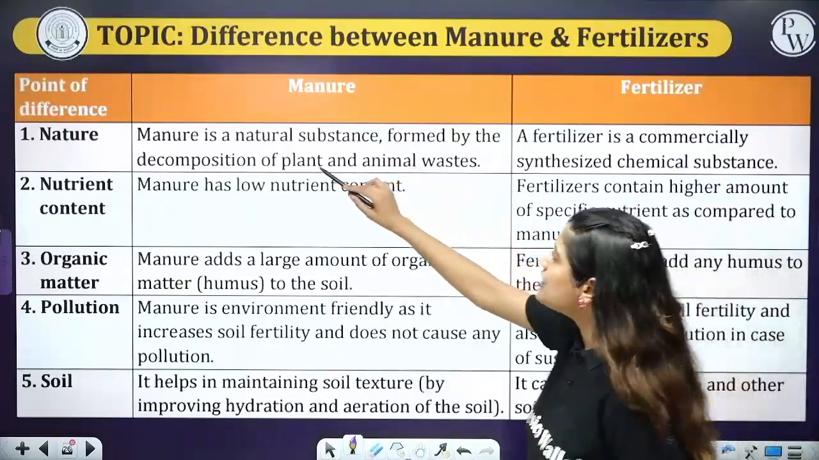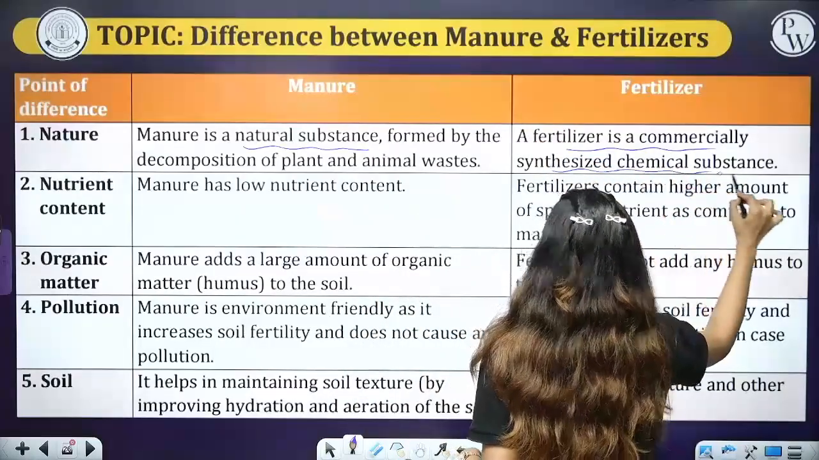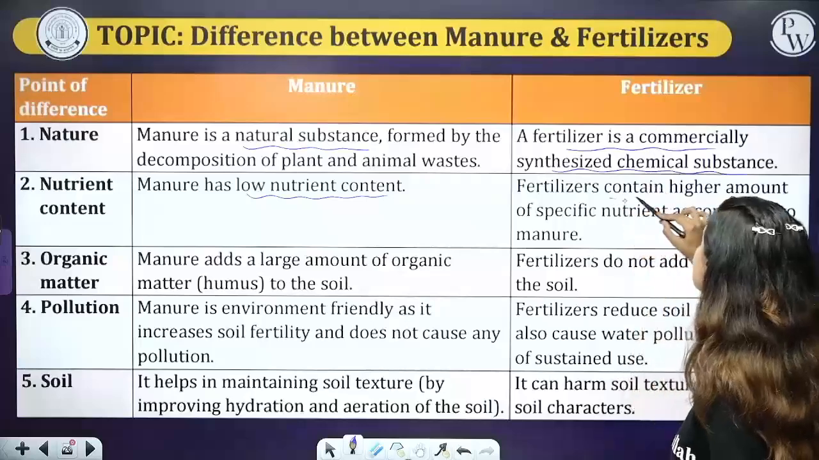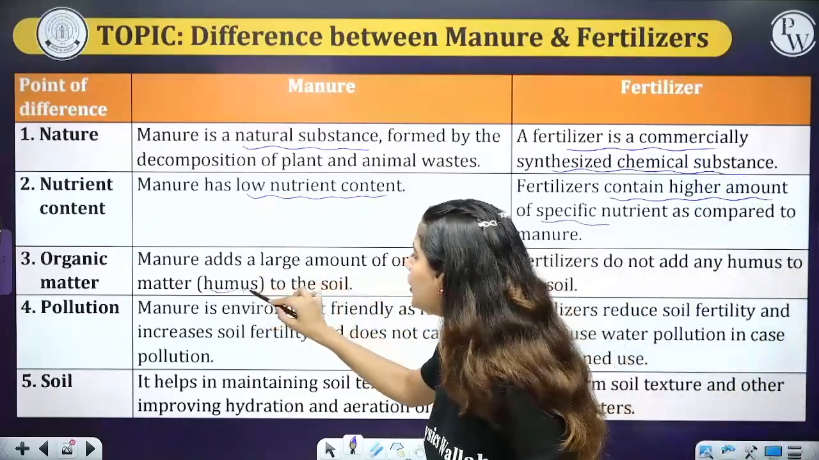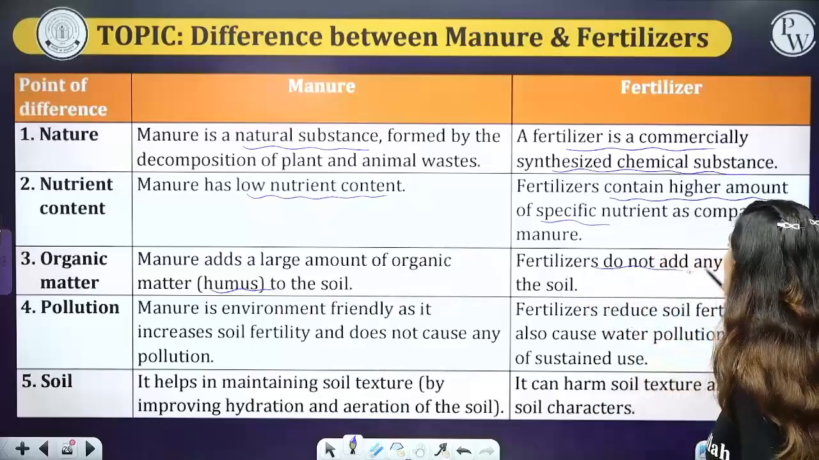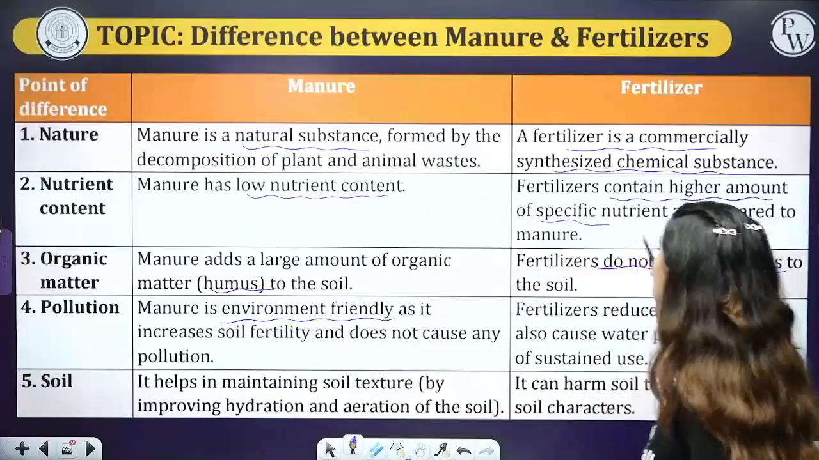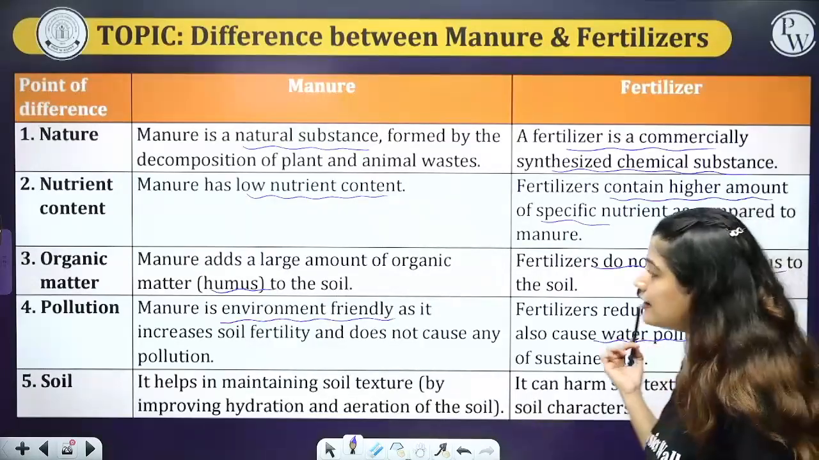Manures are natural substances, right? And fertilizers are commercially synthesized chemical substances. Manures have low nutrient content. Fertilizers have a large amount of nutrient content. Manures have humus. Fertilizers do not provide any humus. Manure is environment friendly. Obviously fertilizers are not environment friendly because they cause water pollution and soil pollution.